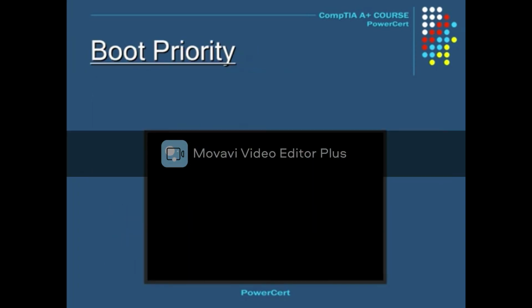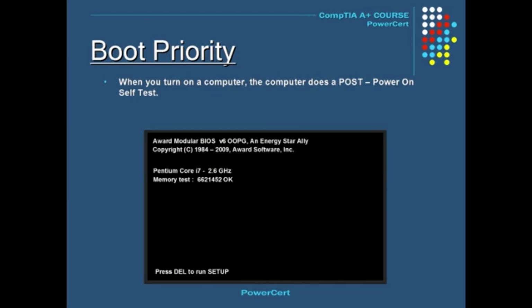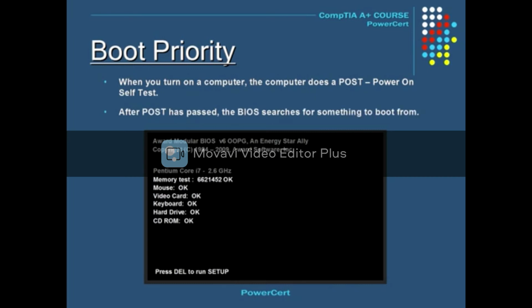When you turn on a computer, the computer does what's called a power-on self-test, or POST, that is run by the BIOS. It tests the computer to make sure all the requirements are met and the hardware is working correctly before continuing. And after POST is passed, the BIOS searches for something to boot from, such as an operating system, which is typically loaded on the hard drive.